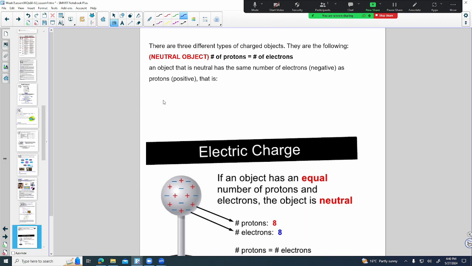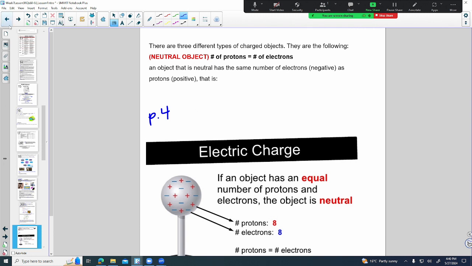So there are three different types of charged objects. We're going to look at each of them. This is on page 4. So the first one, we have a neutral object, which means that the number of protons equals the number of electrons.